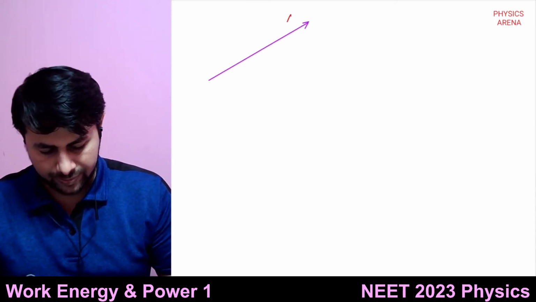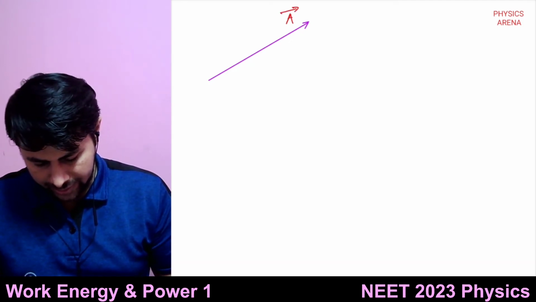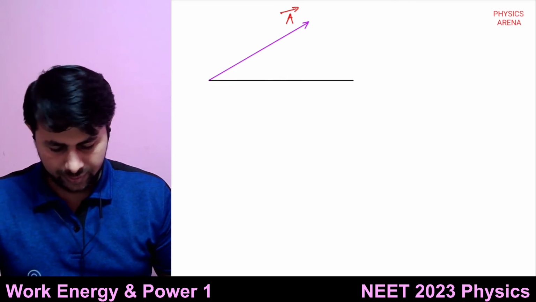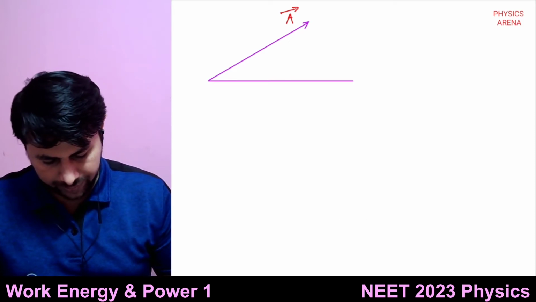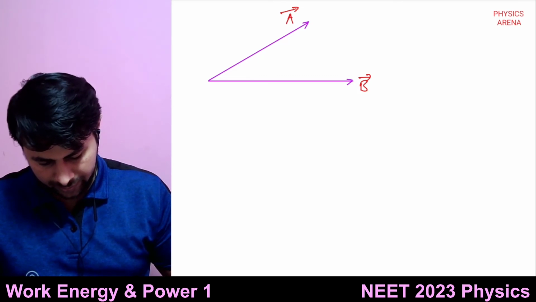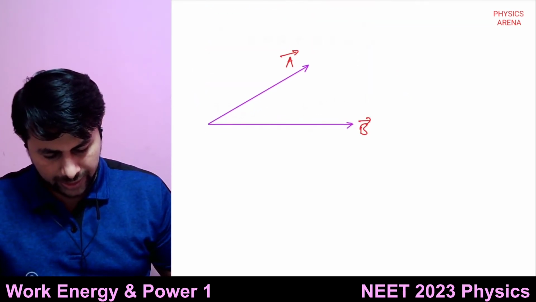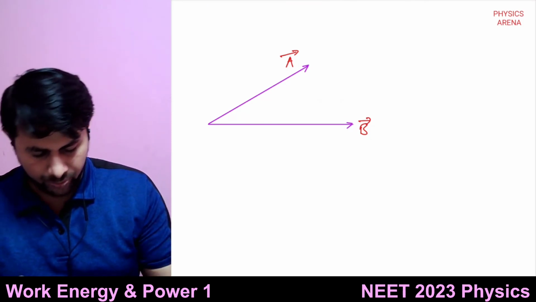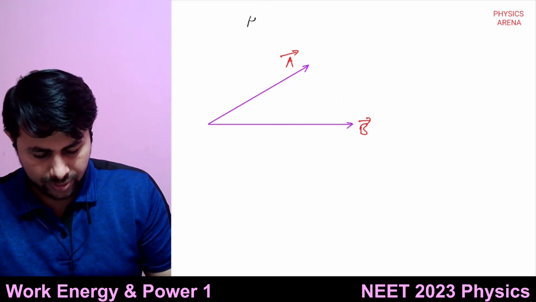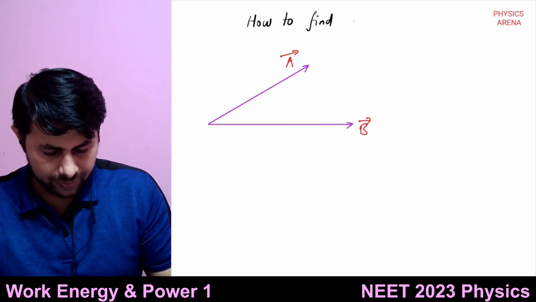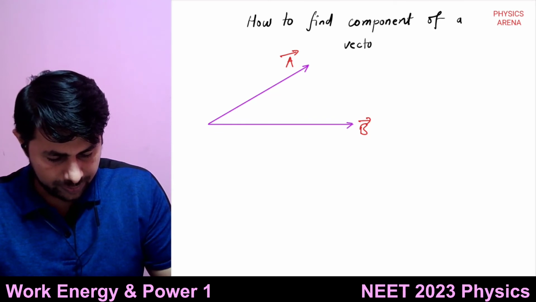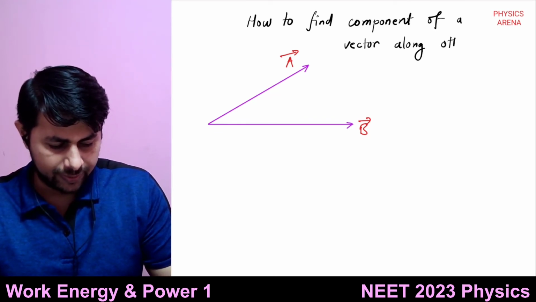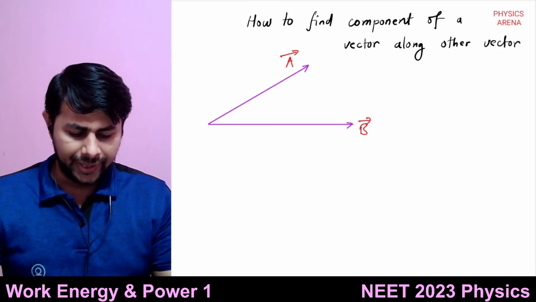So let's suppose this is a bar. This is the first vector a bar, and this is another vector, b bar. I will draw it with the same color. This is b bar. Now I want to find the component of a bar along b bar. So how to find the component of a vector along another vector, or in any direction we can say.